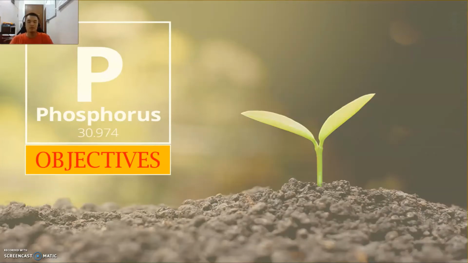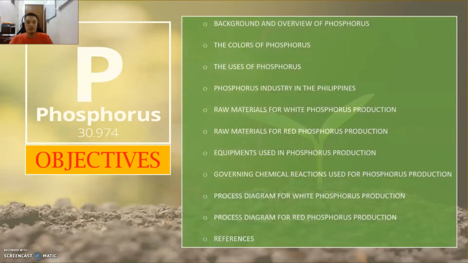The objectives are to achieve the following in this presentation: to discuss the background and overview of phosphorus, the colors of phosphorus, the uses of phosphorus, the phosphorus industry in the Philippines, raw materials for white phosphorus production, raw materials for red phosphorus production, equipment used in the production, governing chemical reactions, process diagram for white phosphorus, process diagram for red phosphorus, and the references in the end.